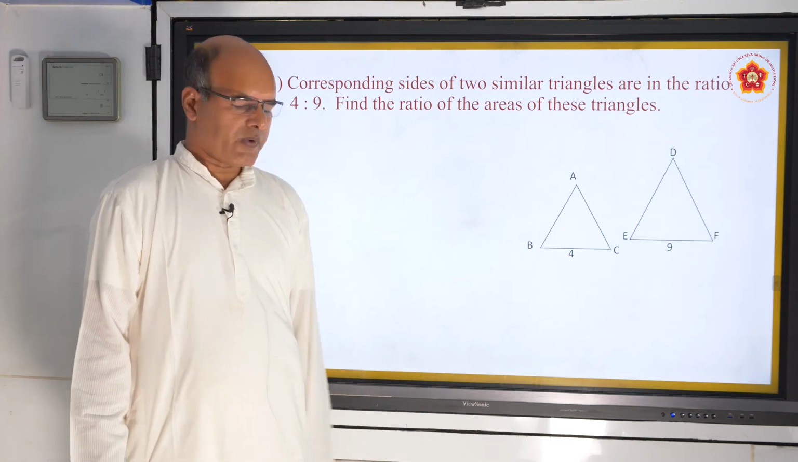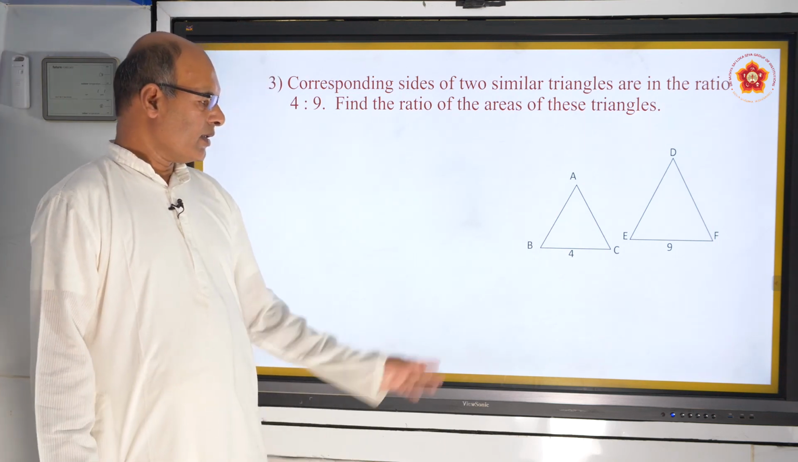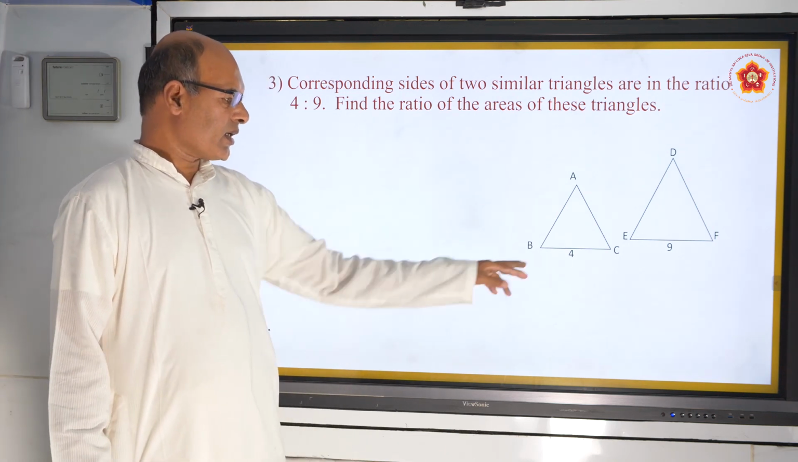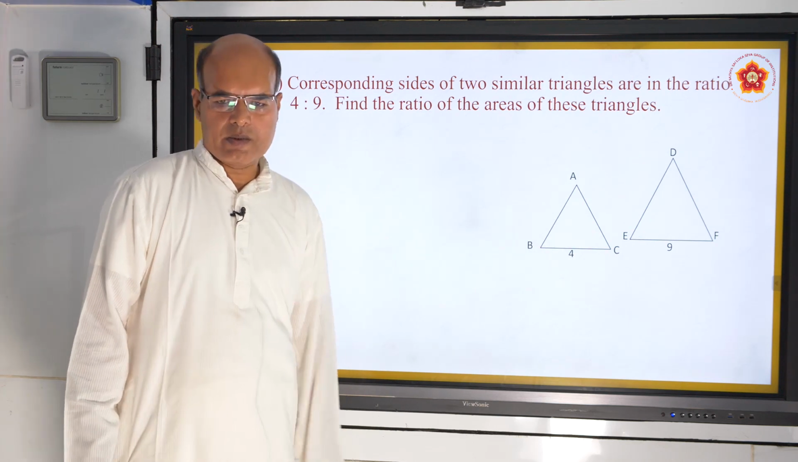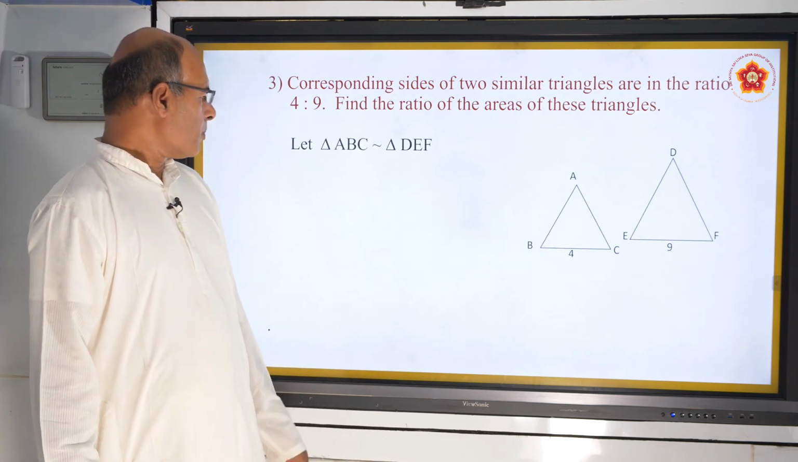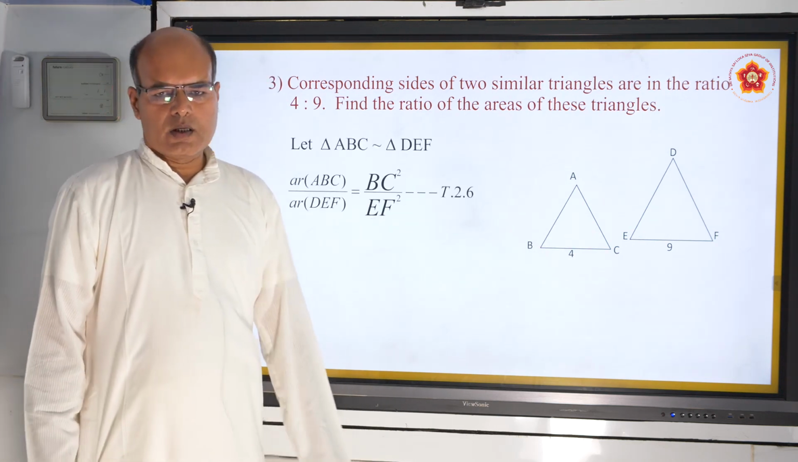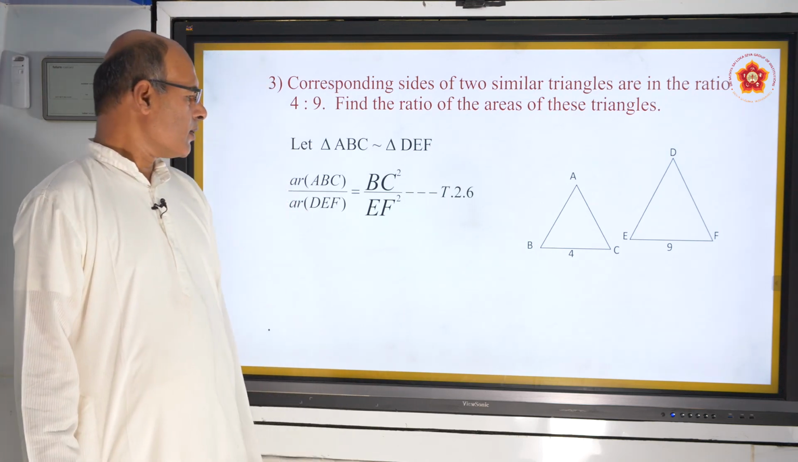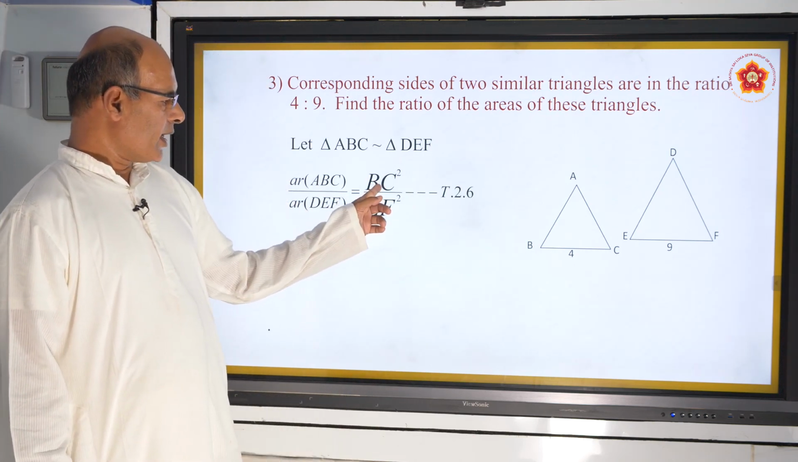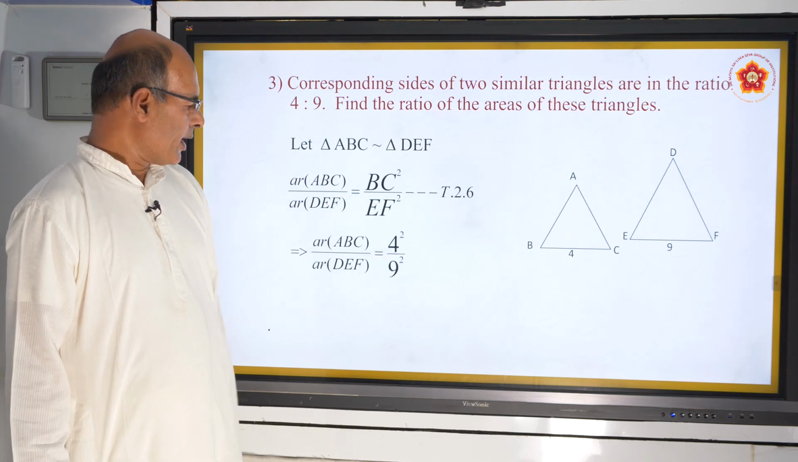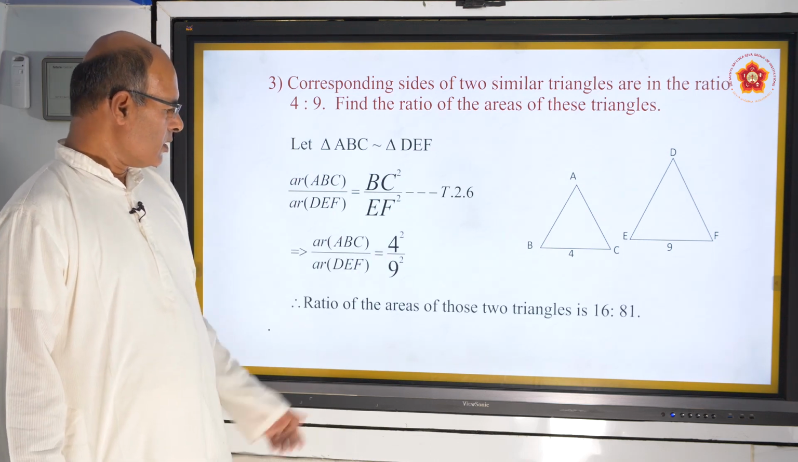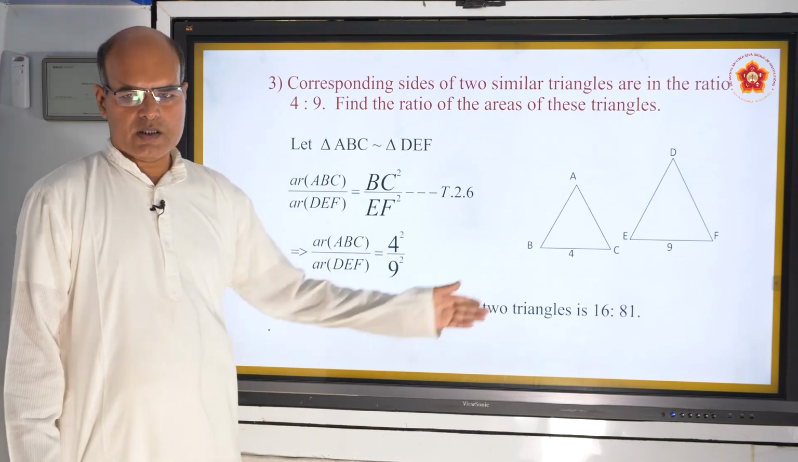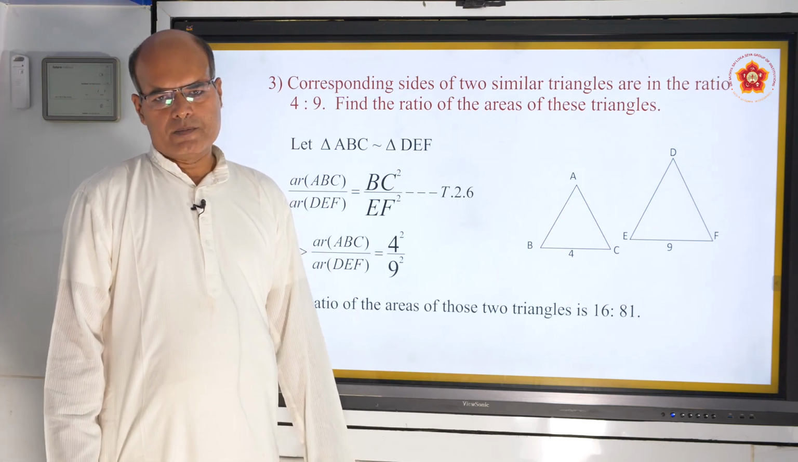Consider two similar triangles. Let BC and EF be the corresponding sides. They are in the ratio 4:9. Let us take one as 4 centimeter, another one as 9 centimeter. So apply theorem 2.6. In the place of BC, write 4. It is 4 square divided by 9 square. So we get 16 by 81. That is 16:81.